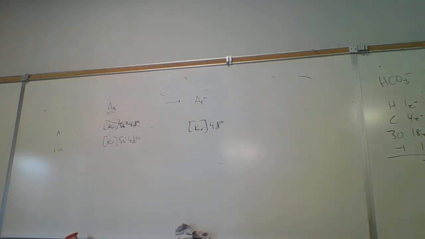Don't trust everything on the internet. Chromium is not 3d4, it's 3d5. So chromium and vanadium have 3d5. Copper is not 3d9, copper is 3d10. So copper and zinc are both 3d10. And so this is wrong. I'm surprised this is wrong because Wikipedia has so many people on it. I'm surprised they got it wrong.